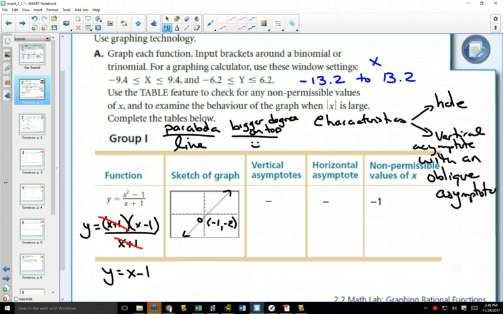They're the same thing except for the hole. This one has a hole, this one doesn't. If I plugged -1 into this one, I would get -2, right? And that would be the coordinates of the hole, because that's the point that's missing, because -1 was non-permissible.